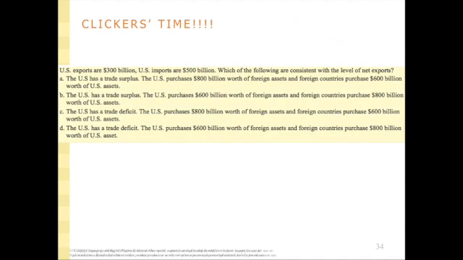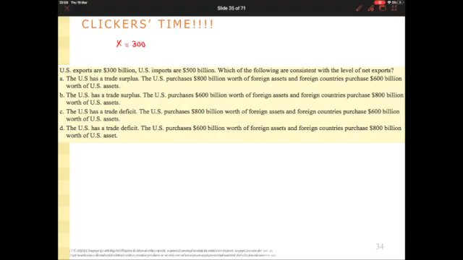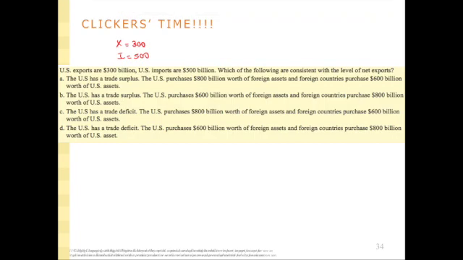Let us now work on these clicker questions. The US exports are 300 billion, so export is equal to 300. US imports are 500 billion, so import is equal to 500. Which of the following are consistent with the level of net export? This implies that net export, which is equal to export minus import, is equal to minus 200. So for sure we have a trade deficit. The candidate solutions are C or D.